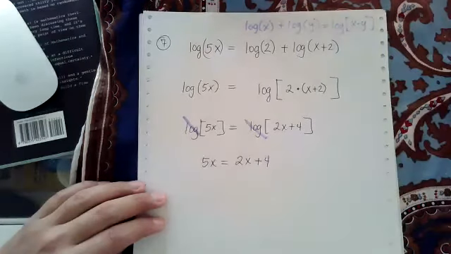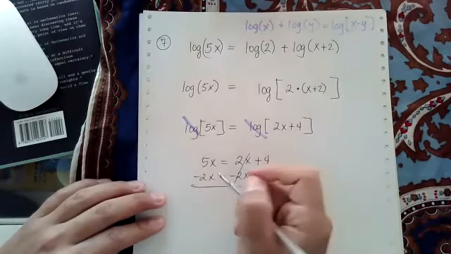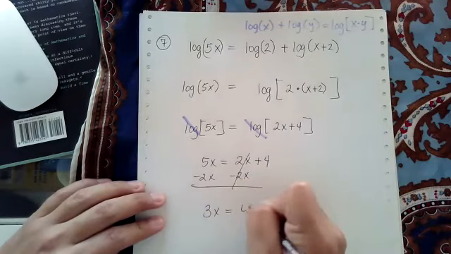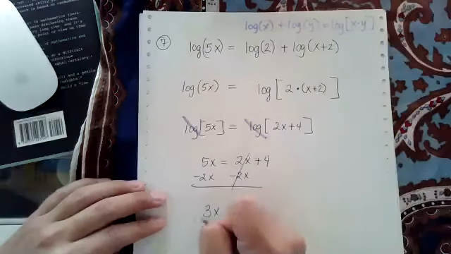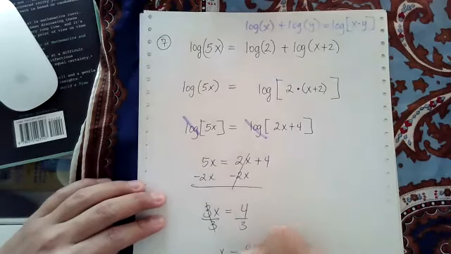Take away the 2x on both sides. Yeah, exactly. Now we're just trying to isolate the x. So I'll subtract 2x on both sides. This is going to be 3x now is equal to 4. And then we could divide by 3 on both sides. So x is equal to 4/3.